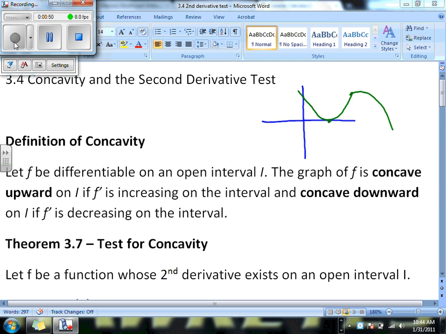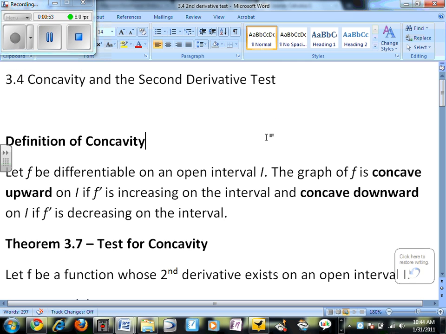I don't remember where I heard that. Maybe my high school math teacher, but that's the easiest way I remember what concavity is.